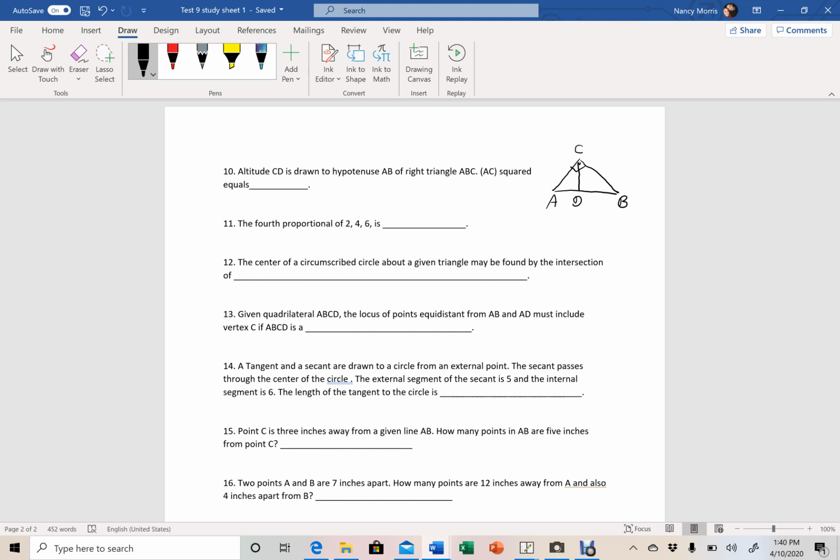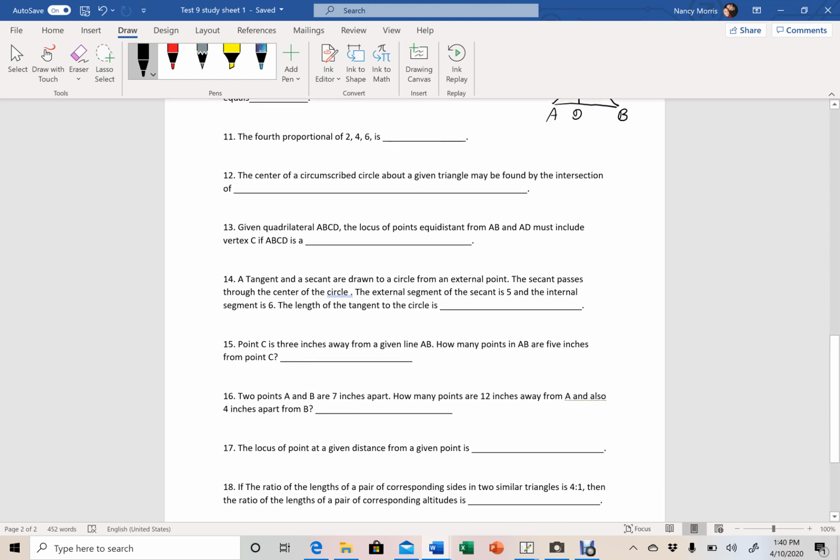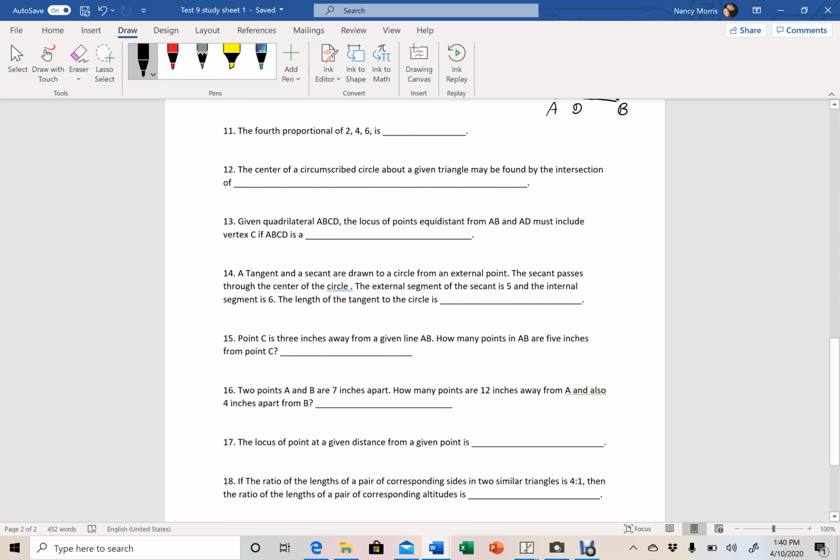Okay, so you are trying to find out, excuse me, I was just re-looking over something here. Okay, given quadrilateral ABCD, the locus of points equidistant from AB and AD must include vertex C if ABCD is a what? Okay, that one may be a little tricky, but do the best you can on it, okay?